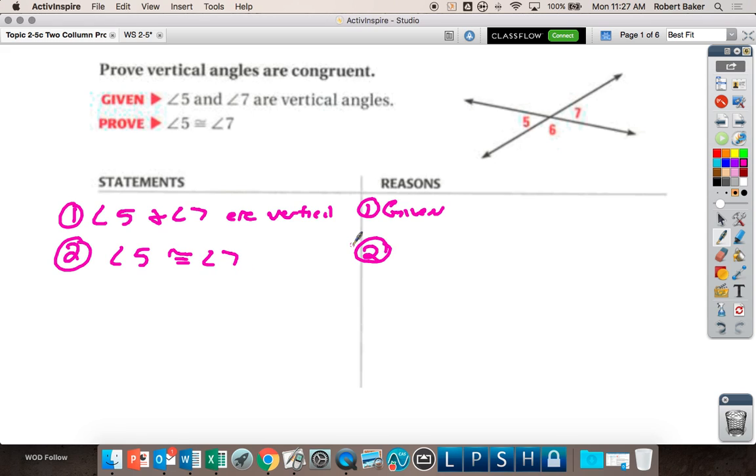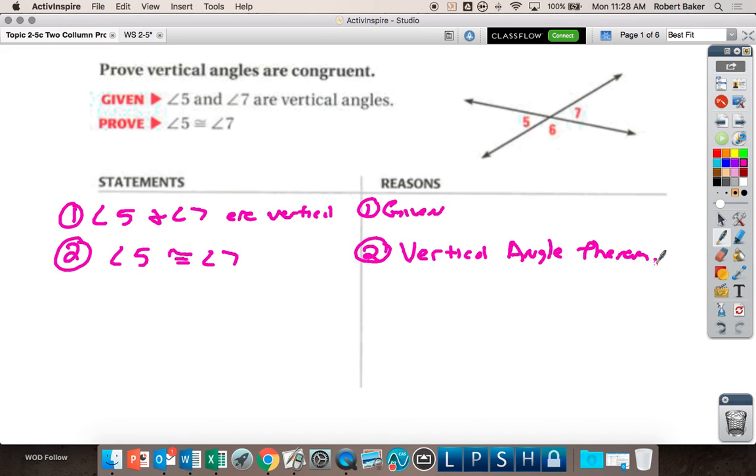Now it's a two-step proof. Given. Now we can say vertical angles are congruent. You can use it on the test. Please tell me we can do that.